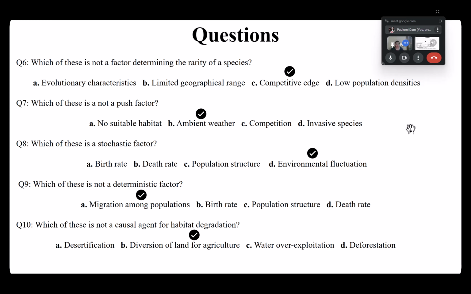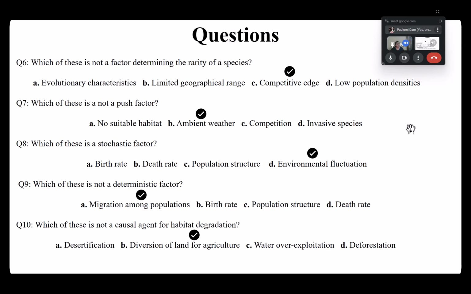The next is the last one. Which of these is not a causal agent for habitat degradation? Desertification basically makes the land arid. Water overexploitation makes water either go extremely dry or extremely clogged with water retention. Deforestation reduces the entire forest patch to deforested land, with no vegetation. So these are leading to degradation of the forest patch or habitat.